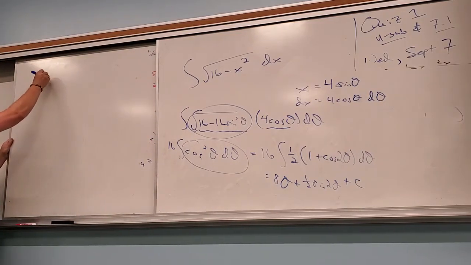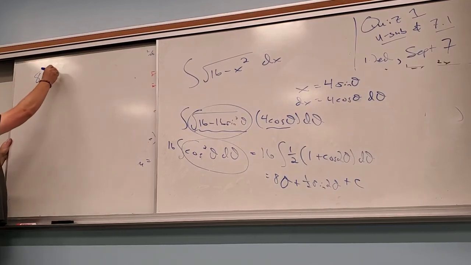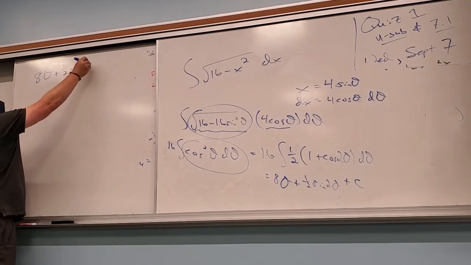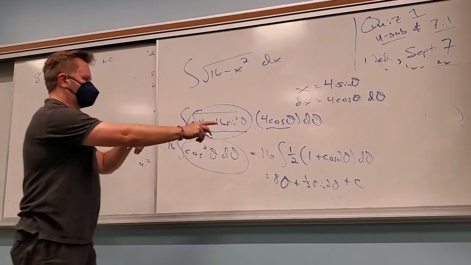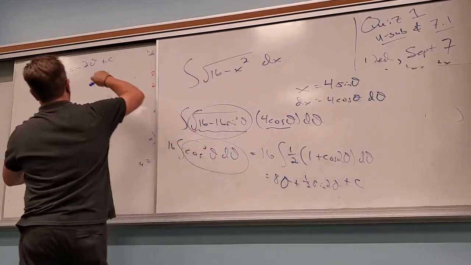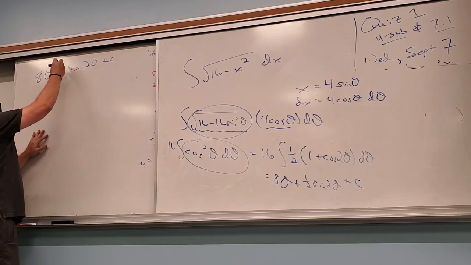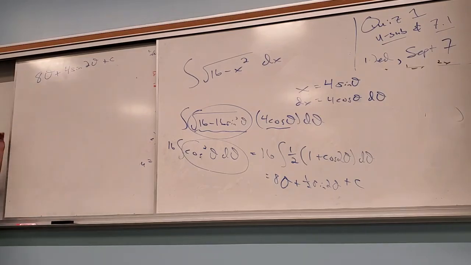So we got 8 theta plus 1/2 sine. Would it be 4 sine 2 theta? Oh yeah, because I needed to get the 8 in there. Thank you. 4 sine 2 theta.